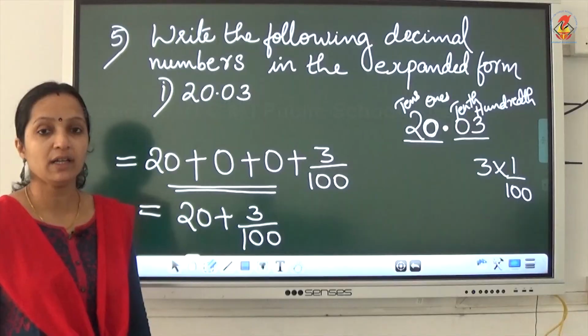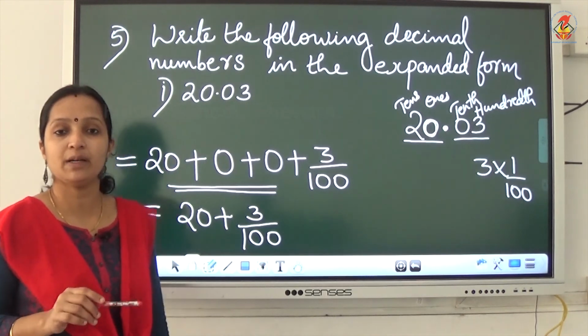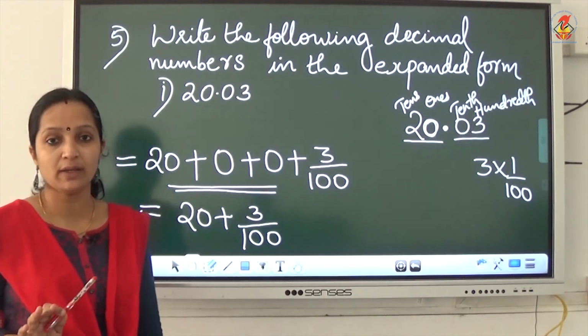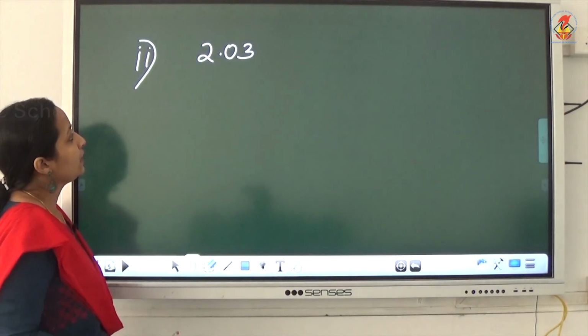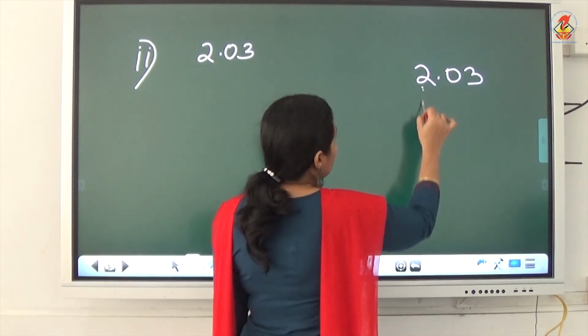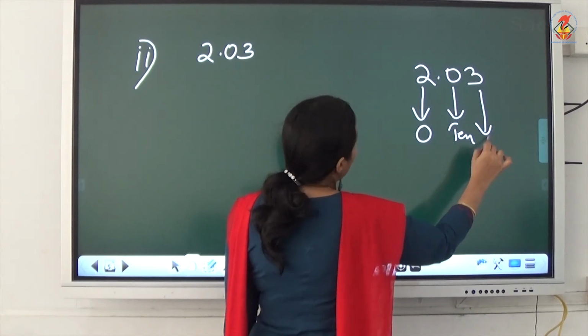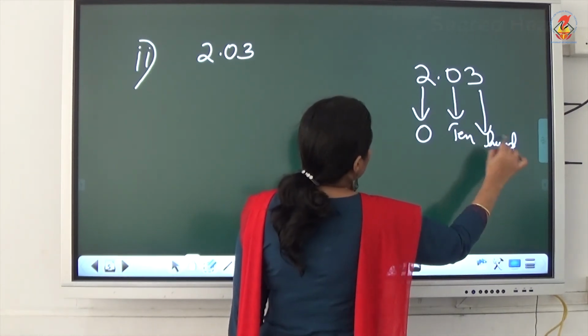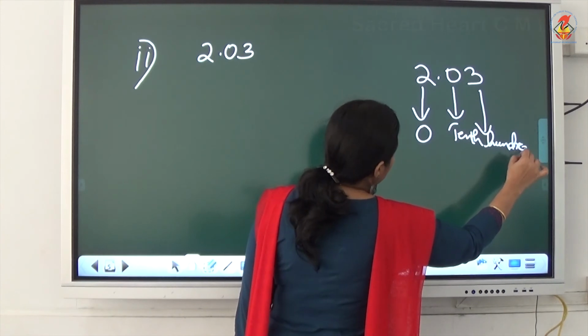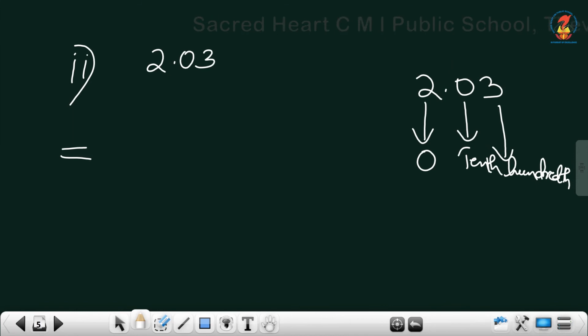Hope this answer is clear. Expanded form means you write the place value of each digit in a particular number and just give an addition sign to that. Okay. Now move to the next question. 2.03. Here 2 is standing in 1's place, this is in 10th place and this is in 100th place. The TH in 10th and 100th is very important. Then what is the place value of 2 here? 2 into 1, so the answer is 2.